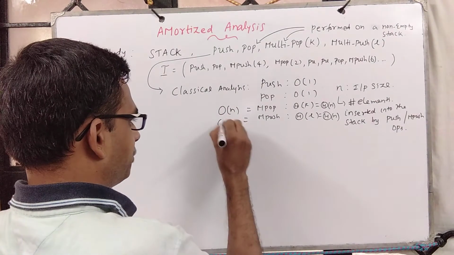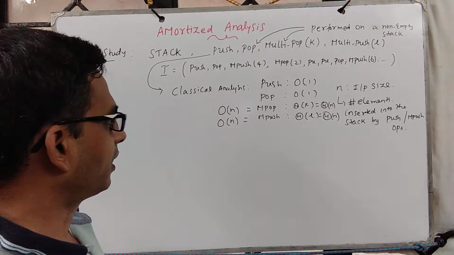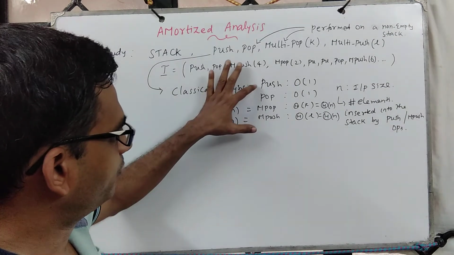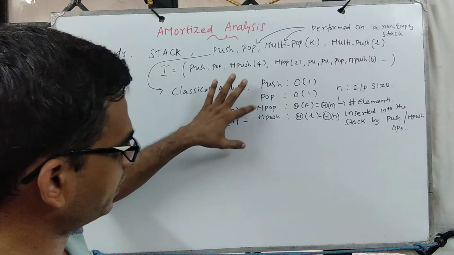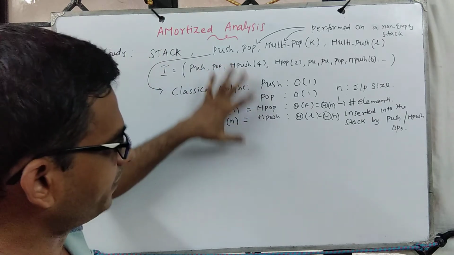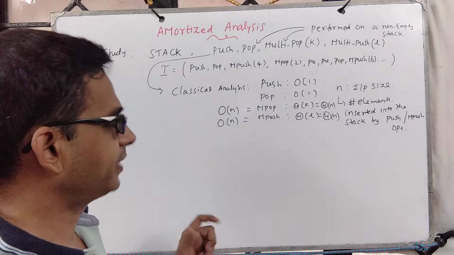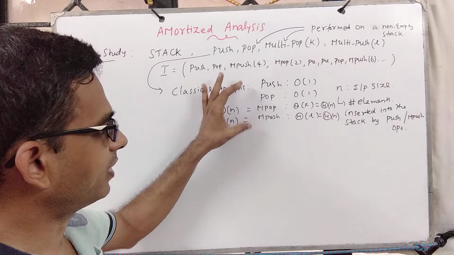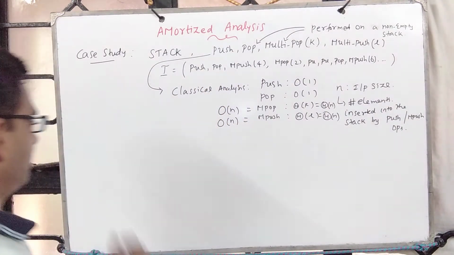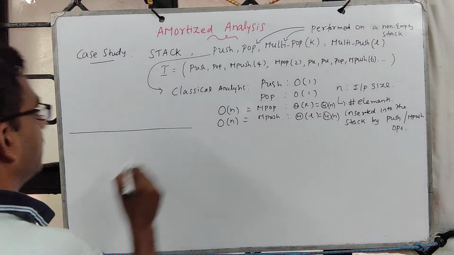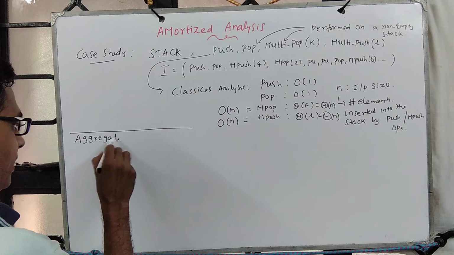Fine. So in general, multi-pop can be a function of N, so order N, and multi-push can be a function of N. But remember, the contribution from push and multi-push will help for pop and multi-pop. So these operations are not independent. They are somehow related. So can we bring that as part of our analysis? Fine. That's our focus. Let's analyze with respect to aggregate analysis.